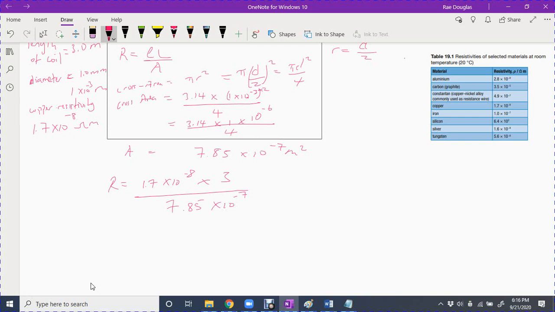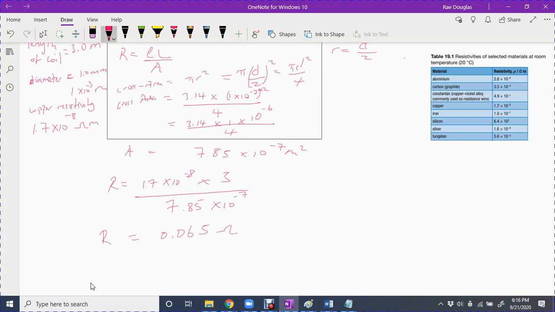So 10 to the minus 8 multiplied by 3 divided by the answer that I got for the area. So yes, we should get a value of 0.065 ohms.